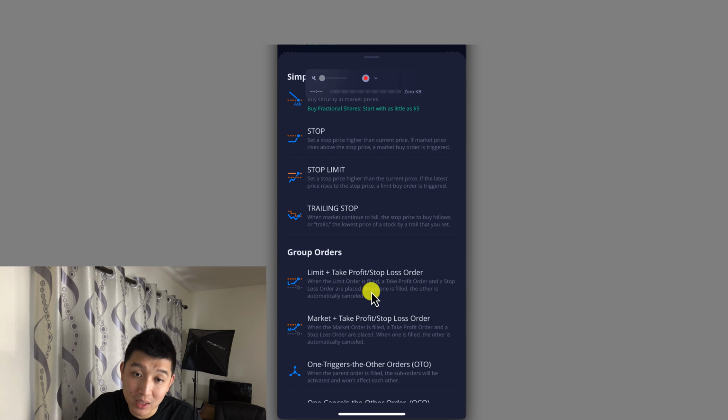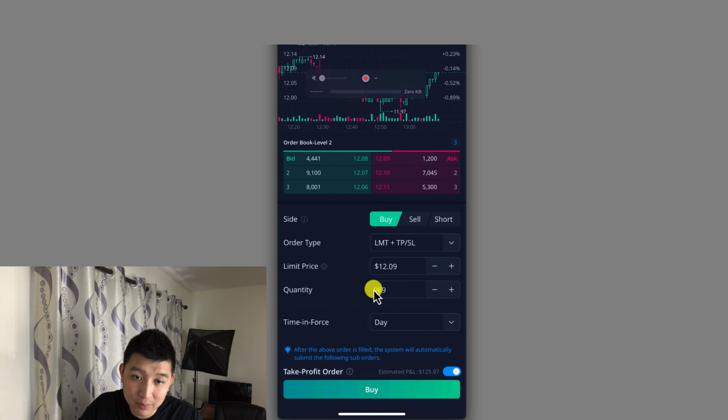So when you want to buy a stock, at what price you want to buy a stock, and what price you want to sell. This option doesn't allow you to choose what price you want to buy the stock at. It's just buying at the market price. So I'm going to choose the limit for this one. You see LMT, so limit plus take profit slash stop loss.